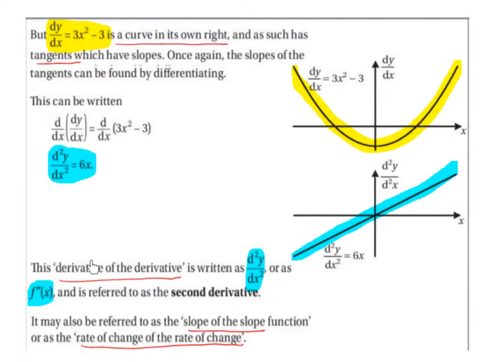This derivative of the derivative is written as d squared y/dx squared, or as f double prime x, and is referred to as the second derivative. So to get this 6x, we differentiated the cubic function and we got a quadratic function, and then we differentiated again and we got a straight line. So this second derivative may also be referred to as the slope of the slope function, or as the rate of change of the rate of change.